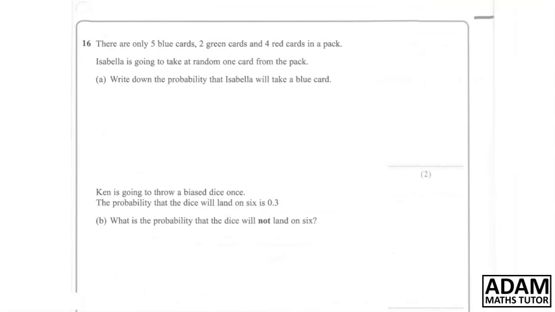Question 16. There are only 5 blue cards, 2 green cards, and 4 red cards in a pack. So as a total, this would be 5 plus 2 plus 4, which is 11. Isabella is going to take at random 1 card from the pack. Write down the probability that Isabella will take a blue card. Well, there's 5 blue cards, and this is out of a total of 11. So this would be the probability.